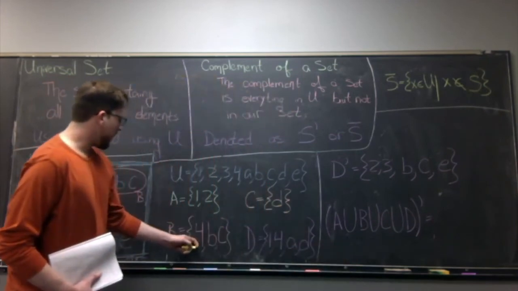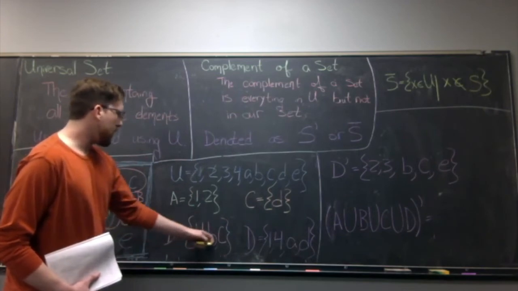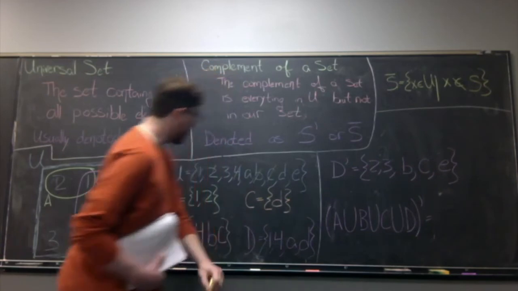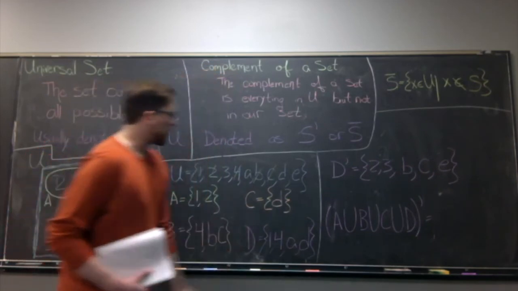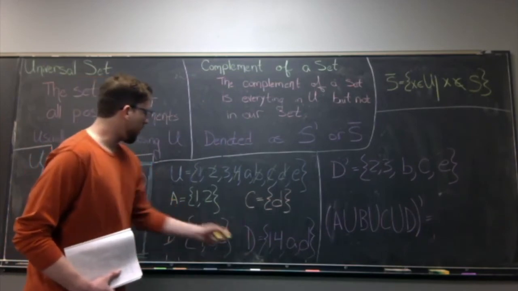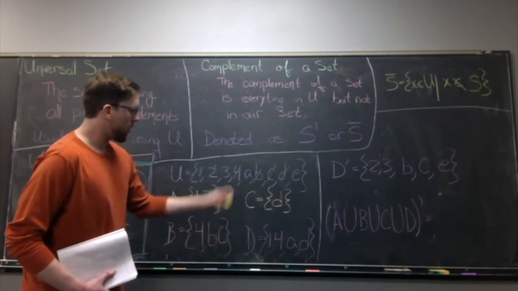We're going to move on to our next set, B. Scratch off 4, B, and C. Cool. 4, B, C. Move on to C. Scratch off D. All right? Move on to D. We've already scratched off 1. Already scratched off 4.